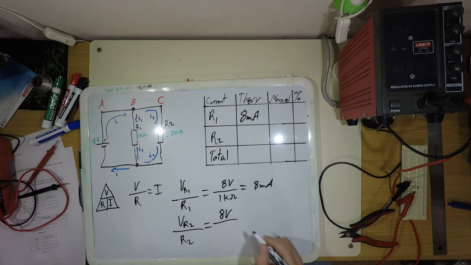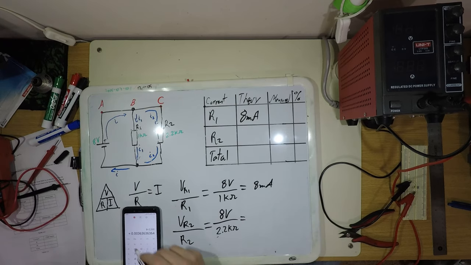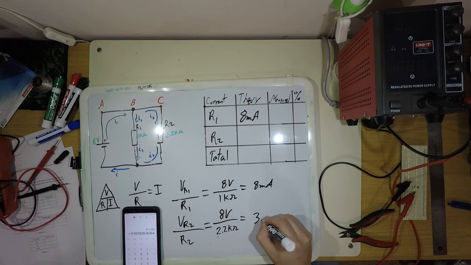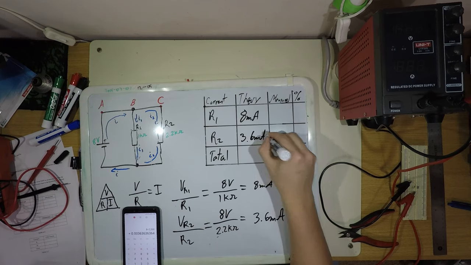8 volts divided by... now, what is R2? R2 is no longer 1 kilo ohm. It is now 2.2 kilo ohms. So, 2.2 kilo ohms. And this ends up in... so we have 3.6 milliamps. So, 3.6 milliamps.